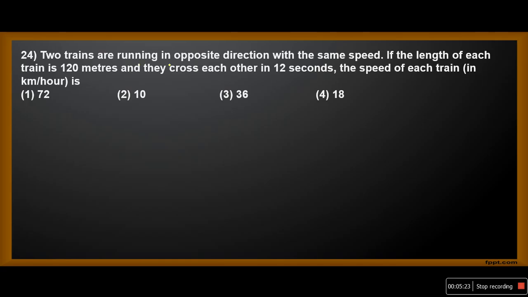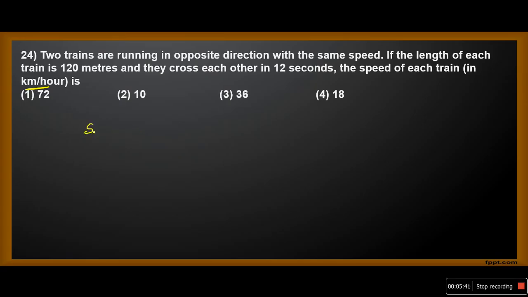Two trains are running in opposite direction with the same speed. If the length of each train is 120 meters and they cross each other in 12 seconds, find the speed of each train in kilometer per hour. He's asking us to find the speed in kilometer per hour. Let the speed of each train be s.